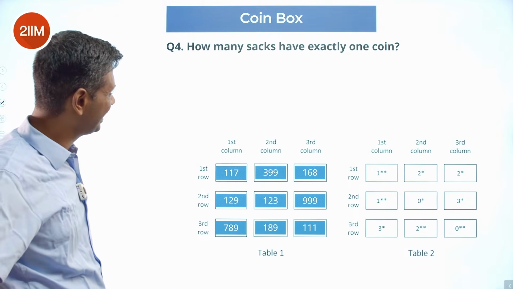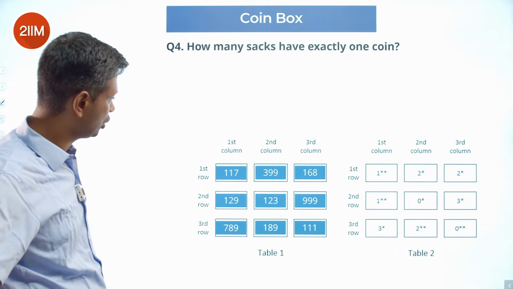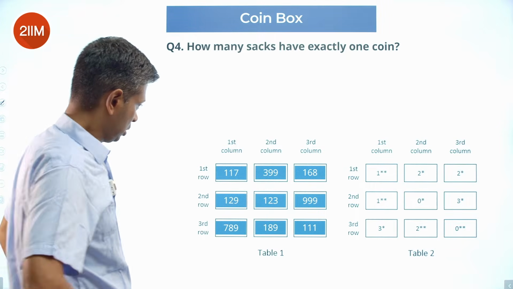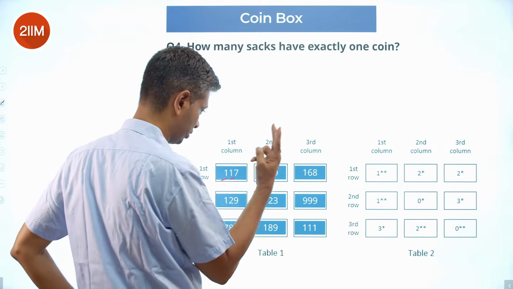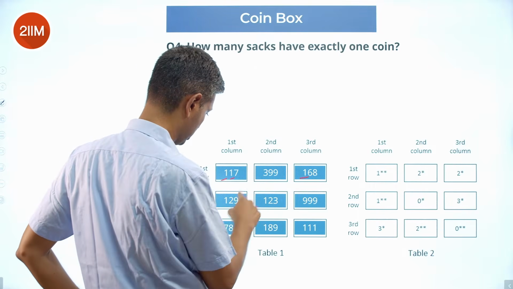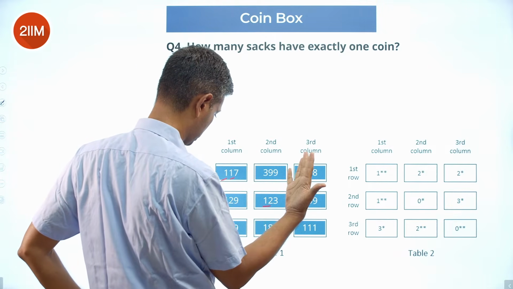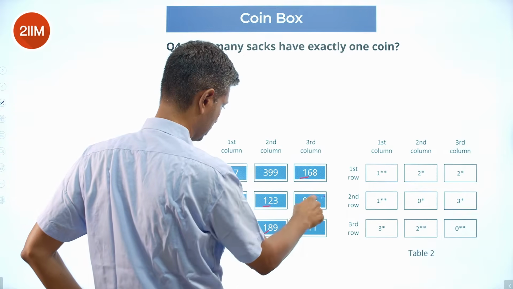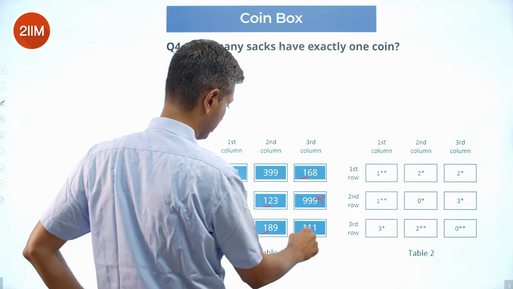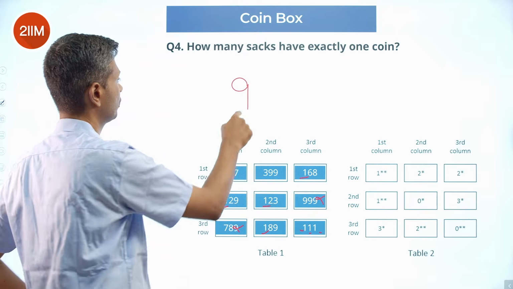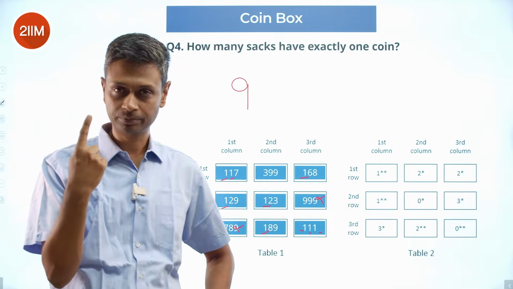How many sacks have exactly one coin? 1 sack, 2 sacks, 3 sacks, 4, 5, 6, nothing here, 7, 8, 9. 9 sacks have exactly one coin.